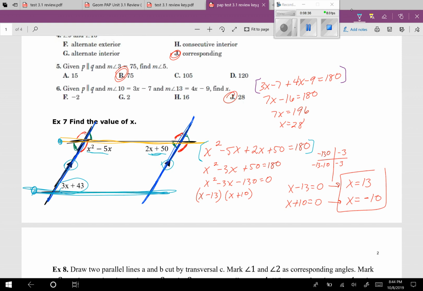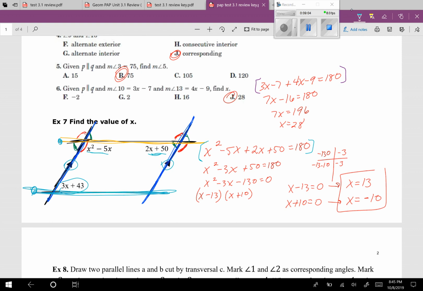I do the x squared minus 5x plus this 2x plus 50 equals 180. And then all I do is combine like terms, and I get x squared minus 3x plus 50 is equal to 180. And then this is a quadratic. I have to set it equal to 0 to solve it. So I subtract 180 from both sides. Get x squared minus 3x minus 130 equals 0.